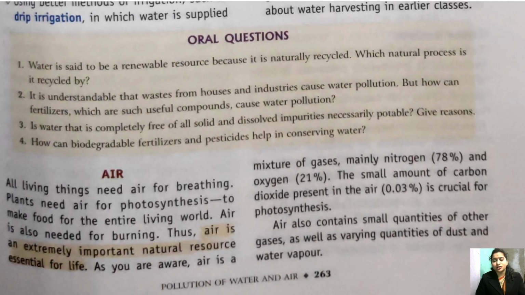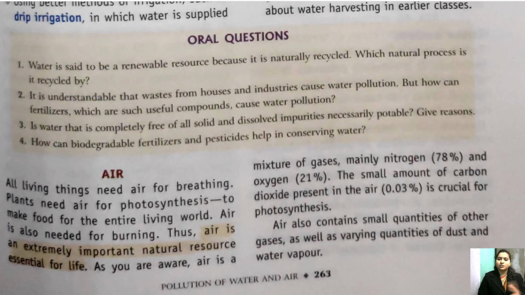Now, why is air so important? Air is so important because air consists of several gases like nitrogen, oxygen, carbon dioxide, and several other gases also. Apart from these gases, it also contains a small amount of dust particles, and water vapor. And why is this air important? Because we need oxygen to breathe, and oxygen is present in air. And this is the air which forms the atmosphere, right?